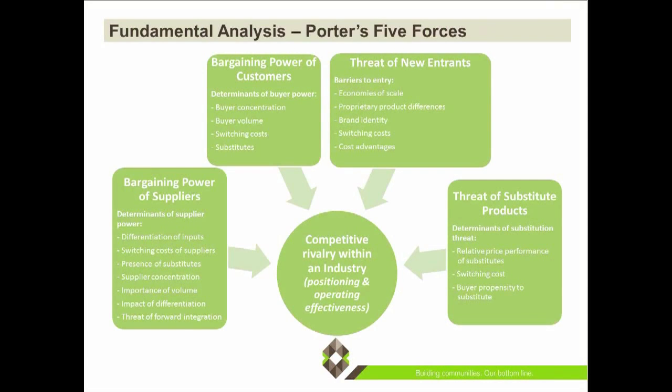Supplier concentration. Are you a price maker or a price taker? And the importance of volume. If it's a manufacturing business, and you have a lot of inputs, is it important that you are volume-based, that you can get price rebates? Impact of differentiation. What makes your product different? Again, is the supplier's product different? And the threat of forward integration. What is keeping that supplier from actually producing the same goods with the inputs that you are buying from him?